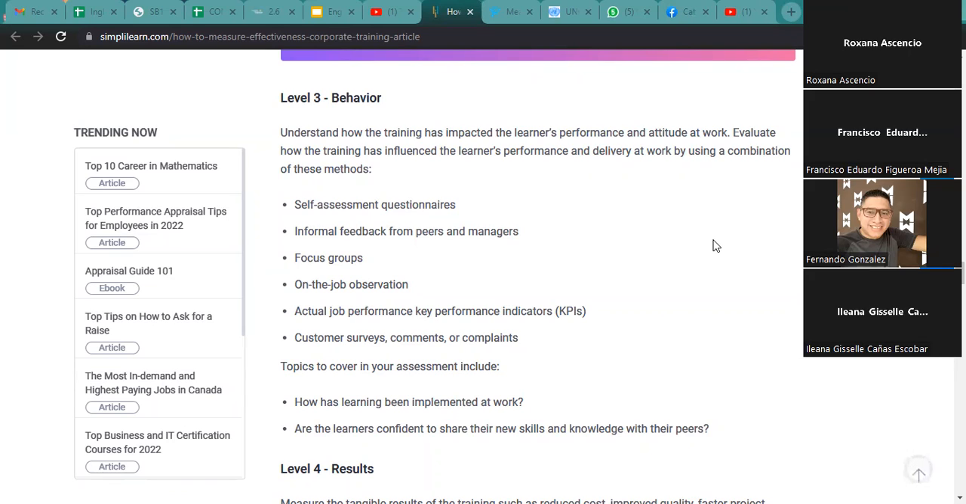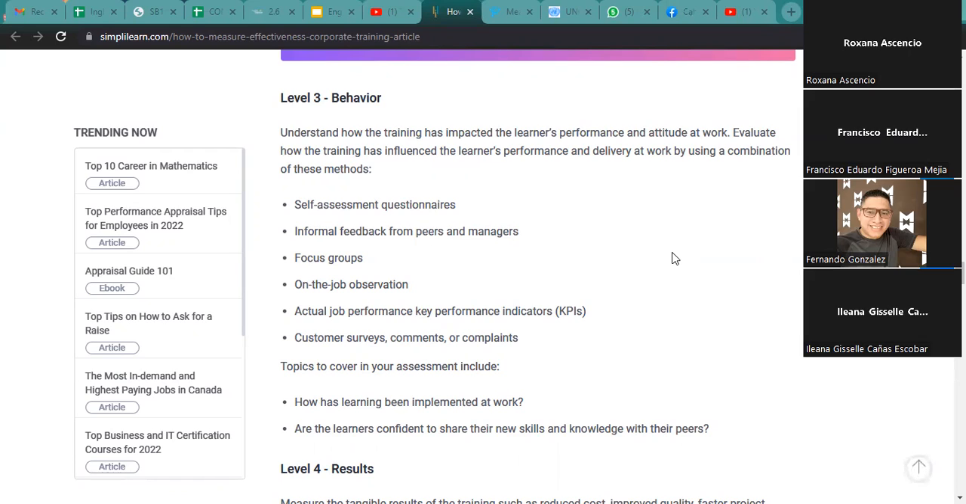Okay, perfect. Thank you. Yeah, actually, behavior is one of the most important things that you need to measure in the training. As we were discussing before, it's not only to know or know how to do, but also the way that you do things. So the acts that you do. And it's not that easy sometimes, depending on the situation, depending on what the topic for the training is, let's say. And there are many ways: self-assessment questionnaires, informal feedback from peers and managers, focus group, that is one of the most common, on the job observation, actual job performance. I mean, there are many ways for you to identify if the employees have actually changed the way they do something.